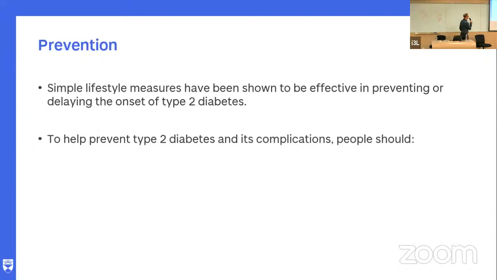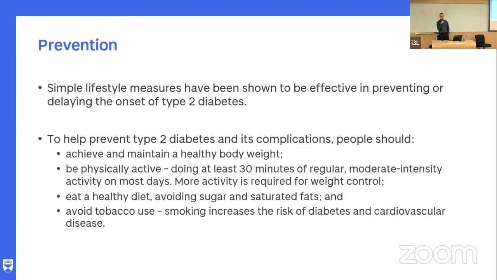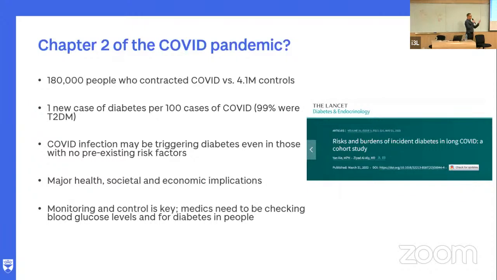For all conditions, prevention is better than cure. So it's important that individuals try to achieve and maintain a healthy body weight, try to be physically active, eat a healthy diet, and avoid tobacco use. These are all things that we all know about, but in practice, it's sometimes not particularly easy. So that covers, hopefully, blood glucose control, insulin, and diabetes mellitus.